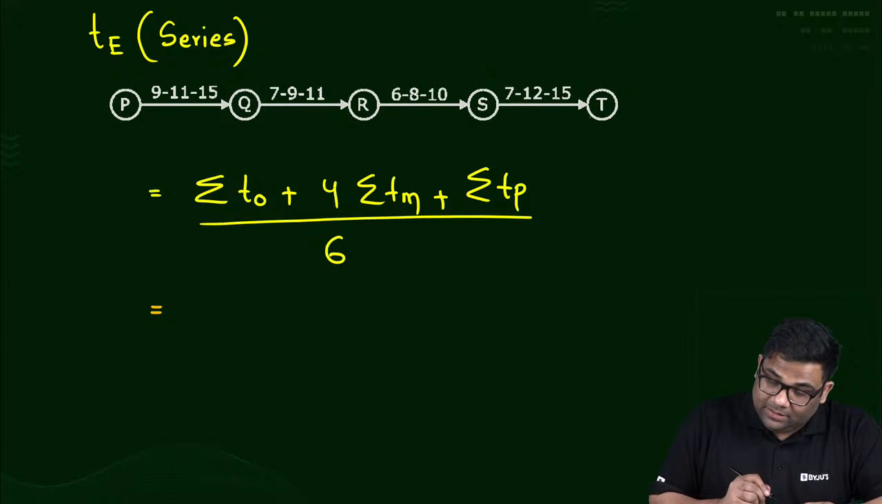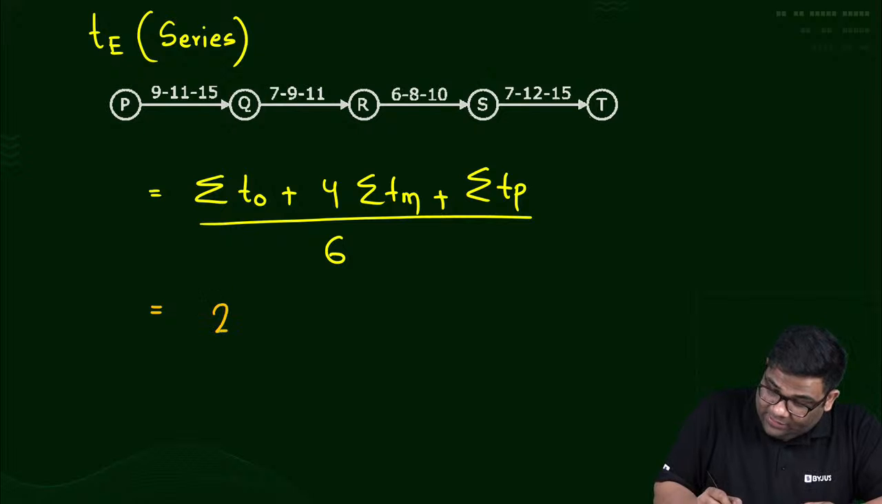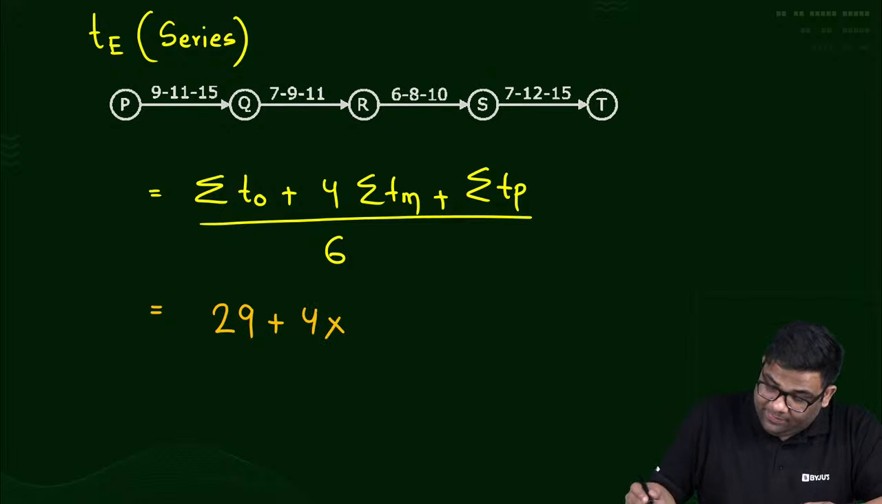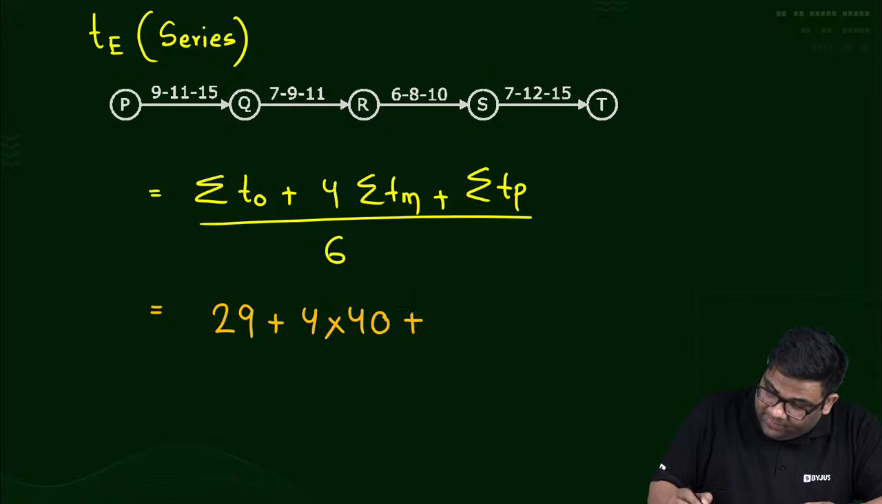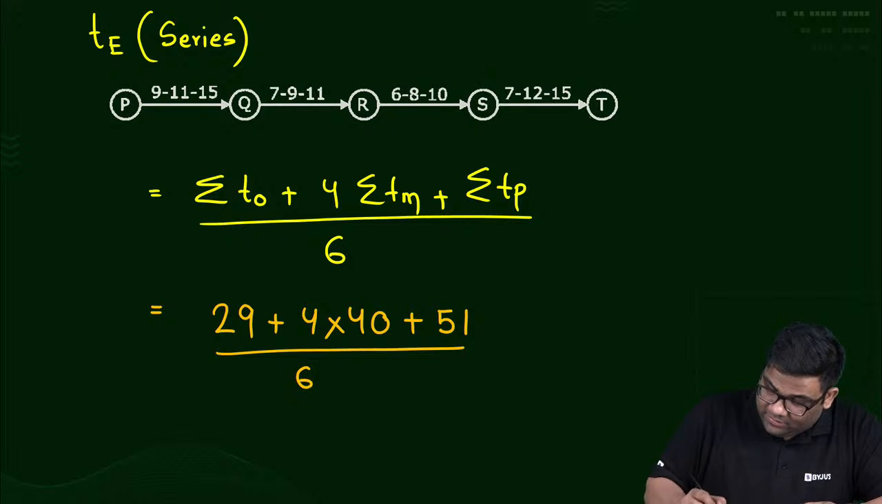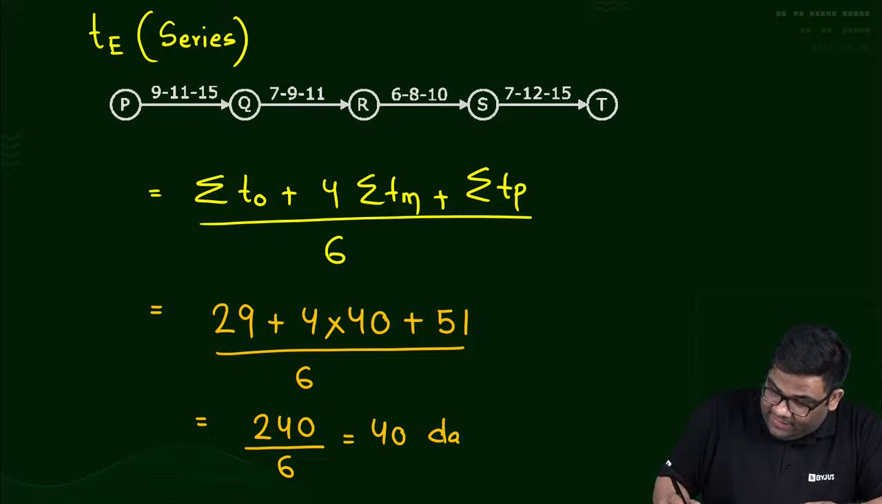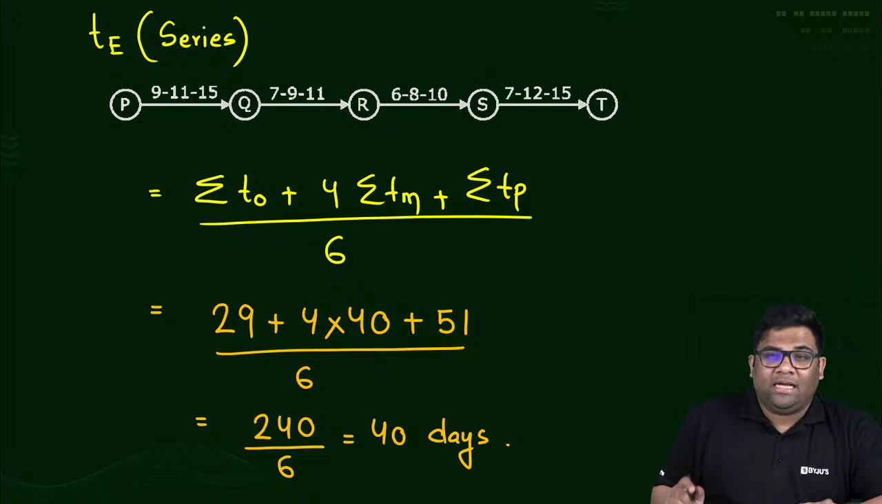Summation of T naught is 16, 22, 29 actually, right? 29 plus 4 into summation of Tm, which is 20 plus 20, 40. And summation of Tp is 25, 36, 51, divided by 6. So this will be 160 plus 80, 240 by 6. I am getting 40 days. So this is your TE. For a series, if they ask a question like this, it is very straightforward.